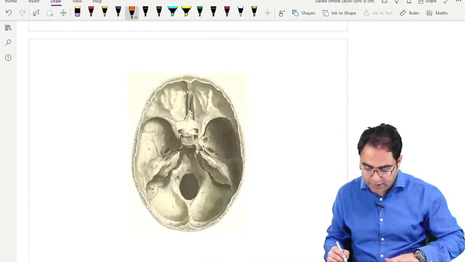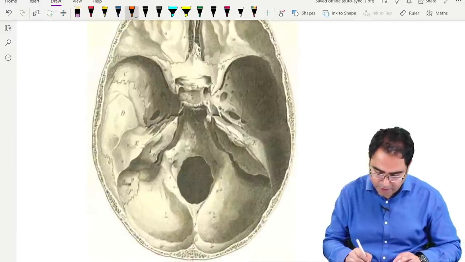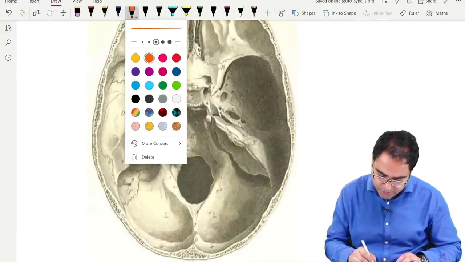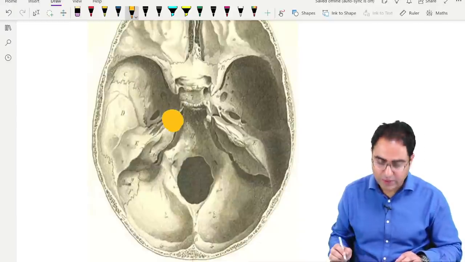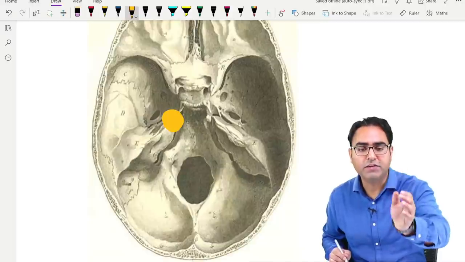Why? I want to see this area. This is the petrous apex. Please see, this is the petrous apex area. The abscess is here. So for that, I'll do a CT scan, HRCT temporal bone.